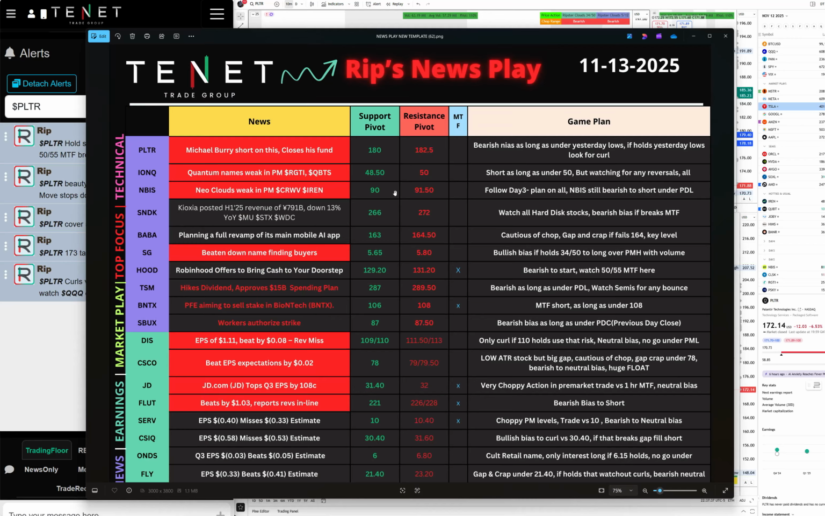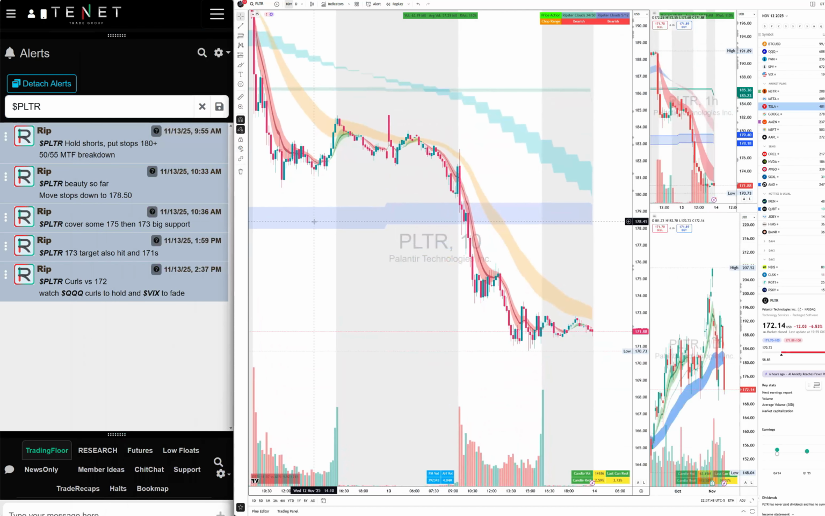So we had a pre-market plan: support was 180, resistance was 180 to 150. Bearish bias as long as under yesterday's lows. If it holds yesterday's lows, look for the curl. Simple plan. The plan is that if it is under yesterday's lows, we will have a bearish bias, and it went under yesterday's lows, and that's when you short it.